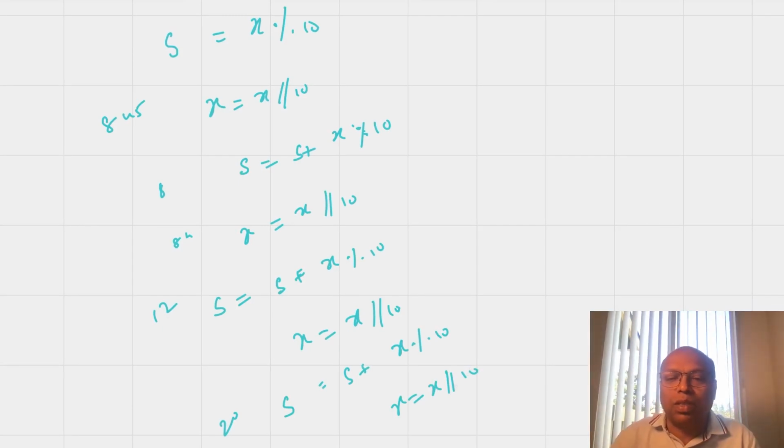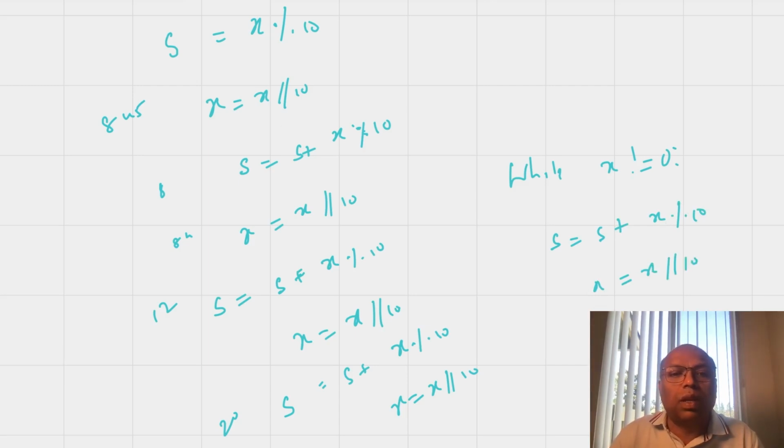How long? I need to repeat a procedure till X became 0, while X is not equal to 0. What is the procedure? I was repeating S is equal to S plus X mod 10, and X is equal to what? X divided by 10. But sir, what about the first time? First time you directly wrote it.